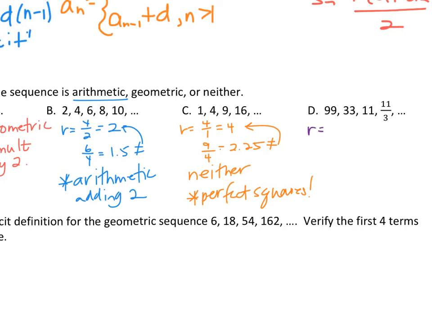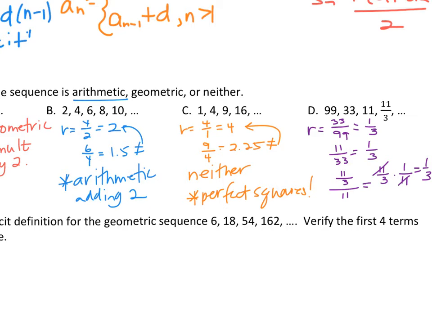To get our ratio, we'll take the second term divided by the first term. 33 over 99 reduces down to 1/3. If we take the third term divided by the second term, that also reduces to 1/3. Ooh, this one's kind of tricky. 11 thirds divided by 11. Well, instead of dividing by 11, we would multiply the fraction on top by the reciprocal. That would be 1 over 11. Ooh, the 11s cancel, and we do in fact get 1/3 again.